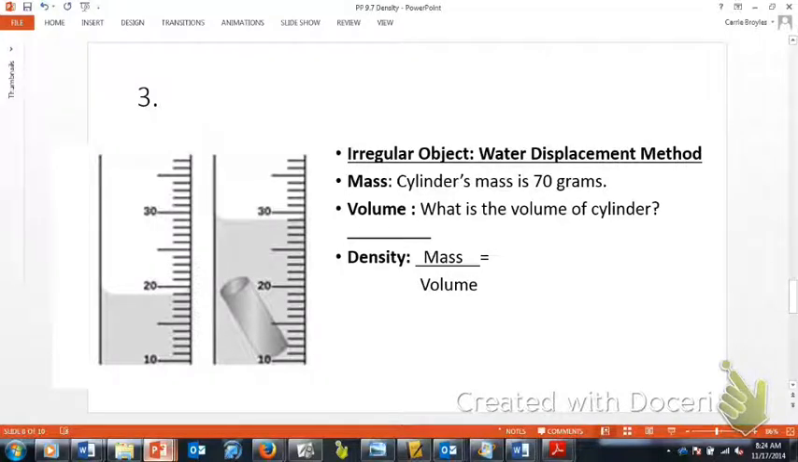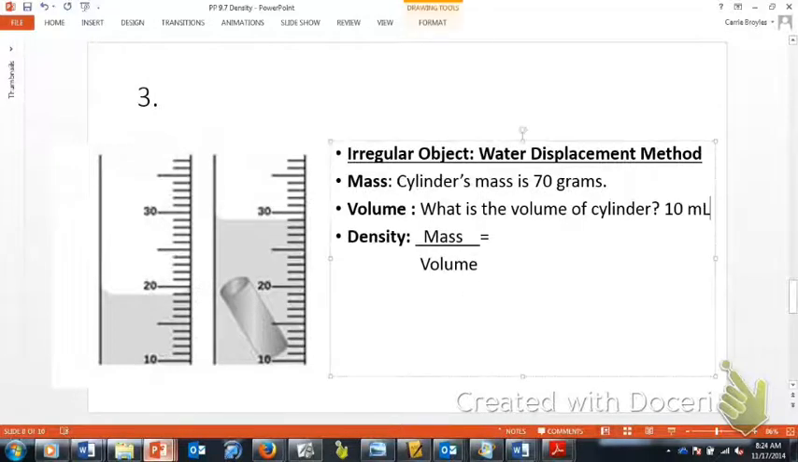The volume. Now, what we're going to do with the volume is we're going to look at the difference in how much water it actually moves. So right here is where the water started out at about 19 units, and over here the water ended up at about 29 units. So the volume of the cylinder here is basically the amount between those two. So the volume of the cylinder there I wrote in there is 10 milliliters. We'll say those units are milliliters because we're using a graduated cylinder.